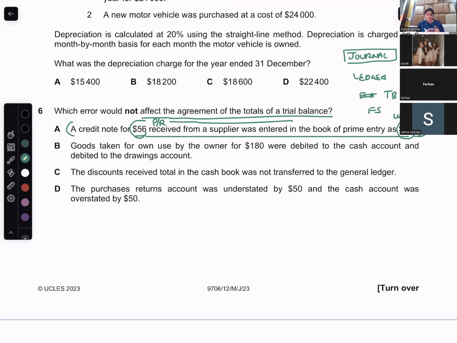What affects the agreement of the trial balance? The amount was wrong in the debit, it was wrong in the credit. So the total of debit will be equal to the total of credit.